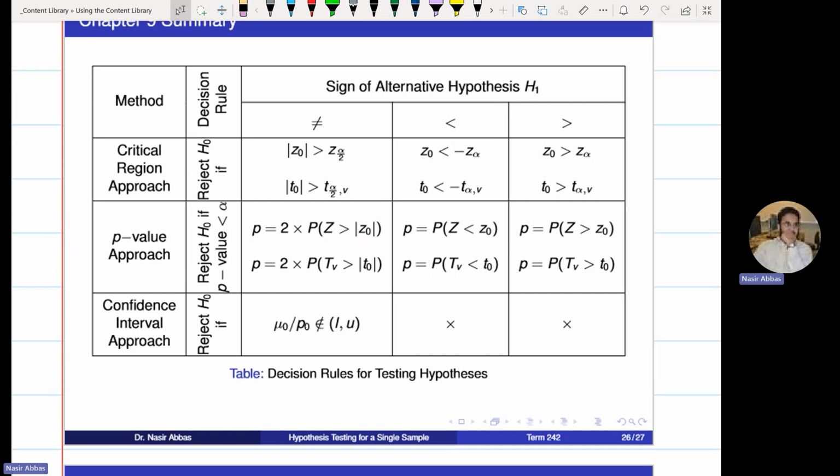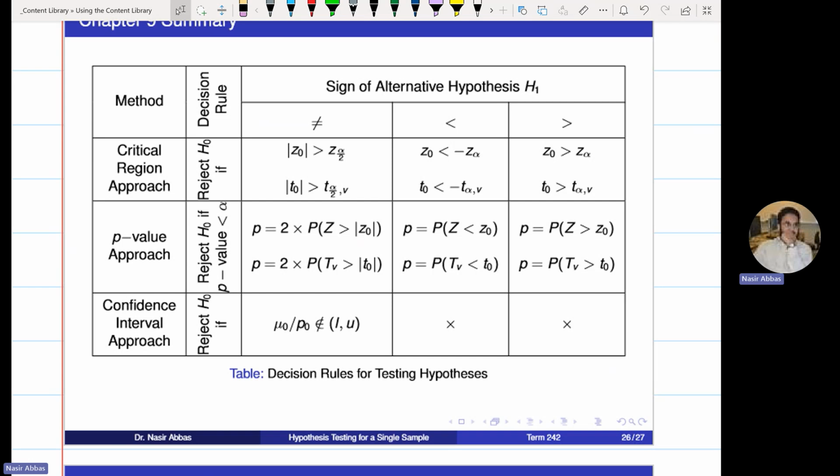If the sign of H1 is not equal to, and you are doing a z test, then the critical region will be 2-sided and the p-value will be 2-sided. If the sign of H1 is less than, then the critical region will be less than and the p-value will also be less than. If the sign of H1 is greater than, then the rejection region will be greater than and the p-value will also be greater than.